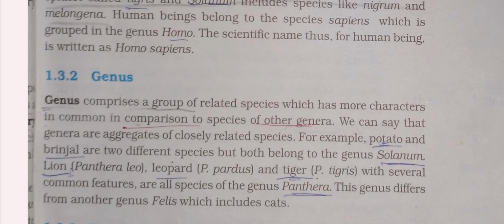The genus differs from another genus, Felis, which includes cats. Genera are different from each other, just like species are different, like sections, and genera are also different from each other, like class 10th or class 9th are different from each other. In that way, the genera are also different from each other. Panthera is not like Felis, Mangifera or Homo.